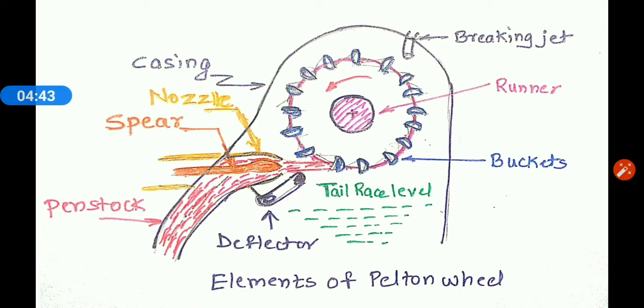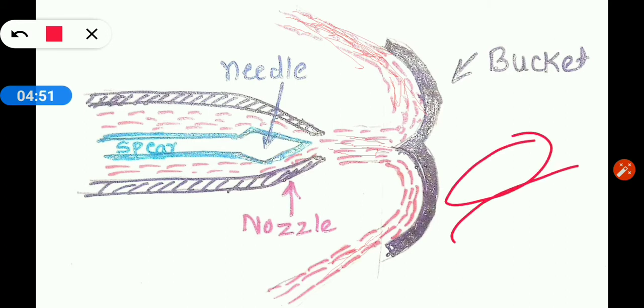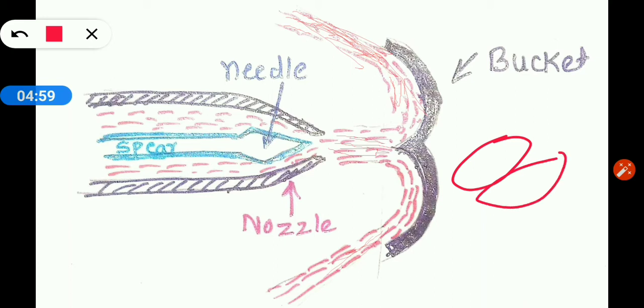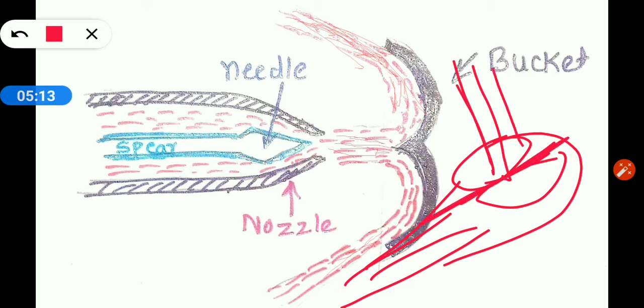Now something more about the bucket: the buckets are semi ellipsoidal shape cups. There are two buckets, two halves. This is the first half, this is the second half, and this is the way it looks. Water falls at the splitter, the center line. This is the splitter. The water falls at the splitter, and then the water glides over the bucket, and then it comes out. So this is known as the splitter.